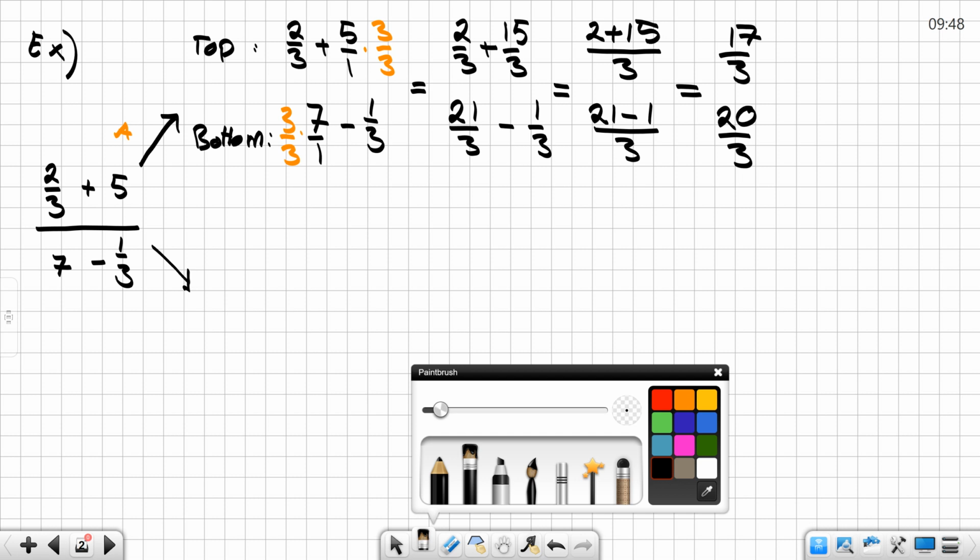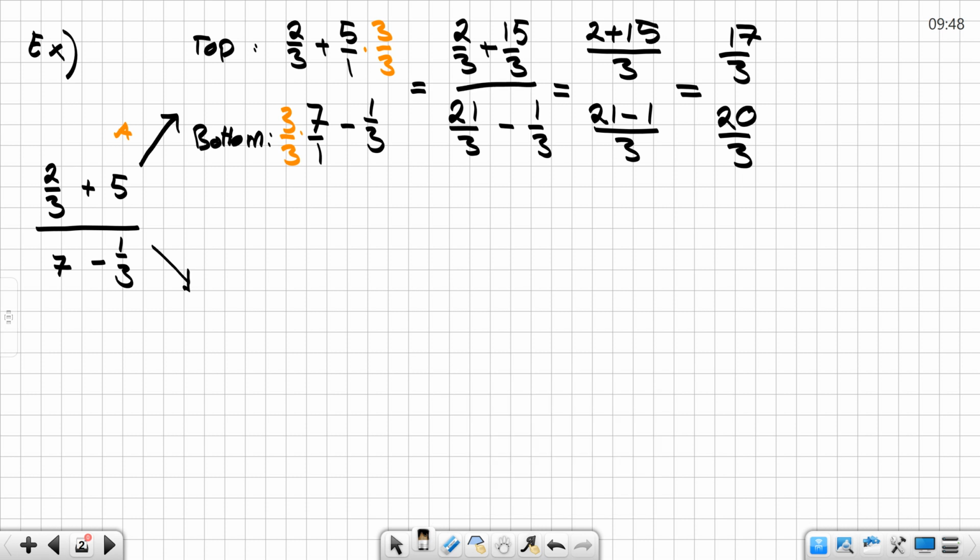2/3 plus 5 is 2/3 plus 5/1. The least common denominator would be 3. And that turns into 2/3 plus 15/3, which is 2 plus 15 over 3, which is 17/3. Now, the bottom down here is 7/1 minus 1/3, not the same denominators. We need a common denominator, and that will be 3, so 7 times 3 is 21/3, minus 1/3 is 21 minus 1, which is 20/3.